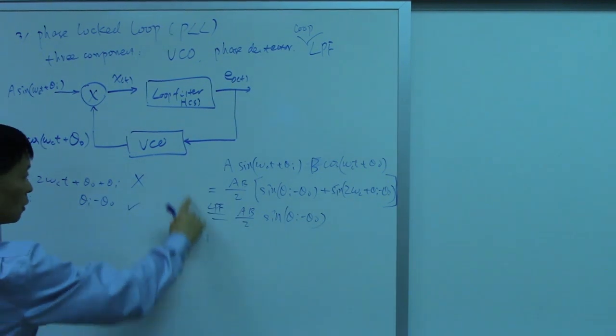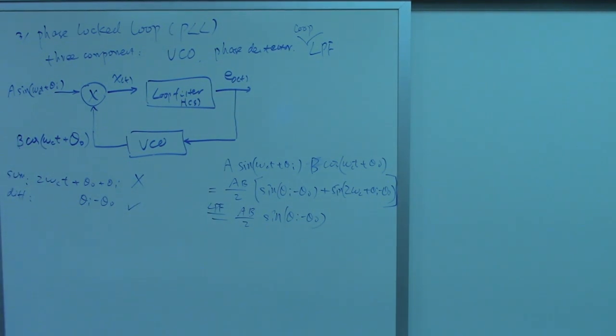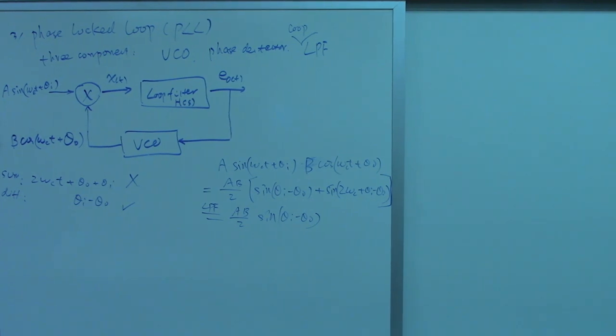So this is theoretically how this works. Once the frequencies are identical, or there's only a little phase difference, this is called the loop is locked. The phase lock loop.